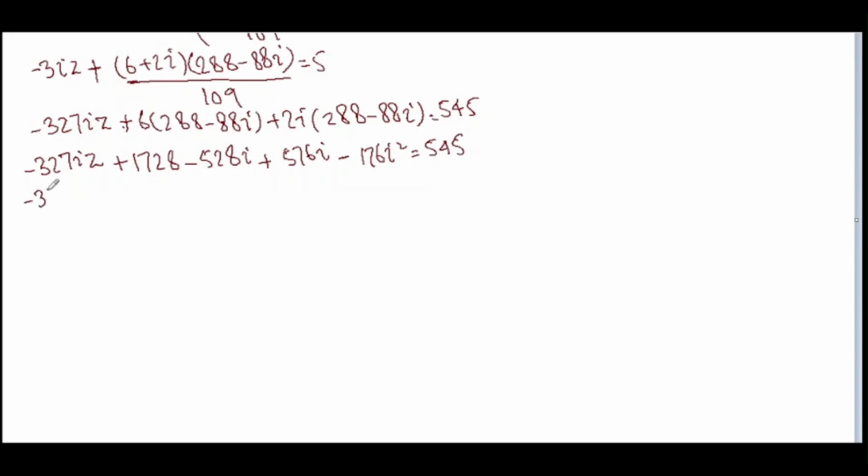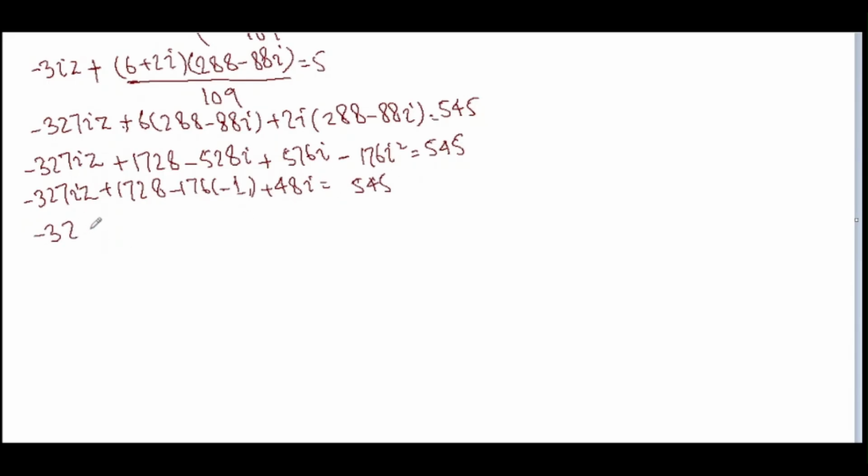So now minus 327 iota z plus 1728 minus 176 into minus 1, so we get plus 176, and minus 528 plus 576. 576 minus 528 is 48, so we are going to write it over here, plus 48 iota equals 545.